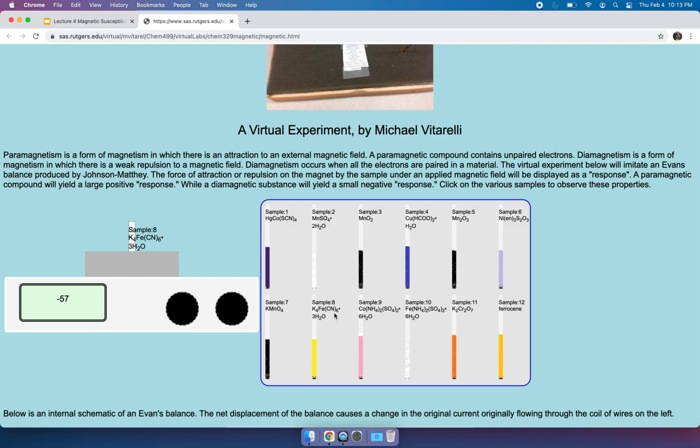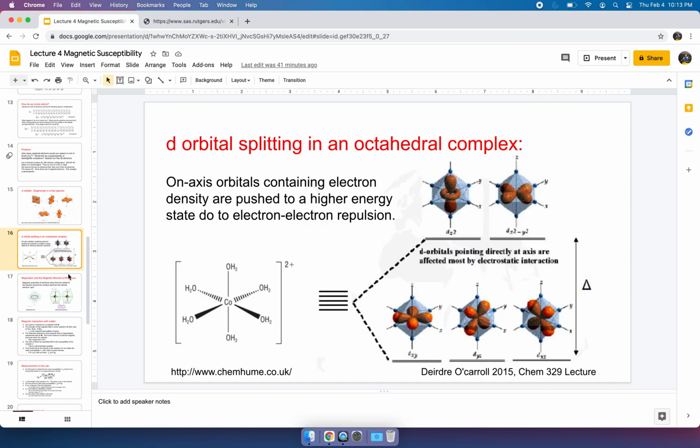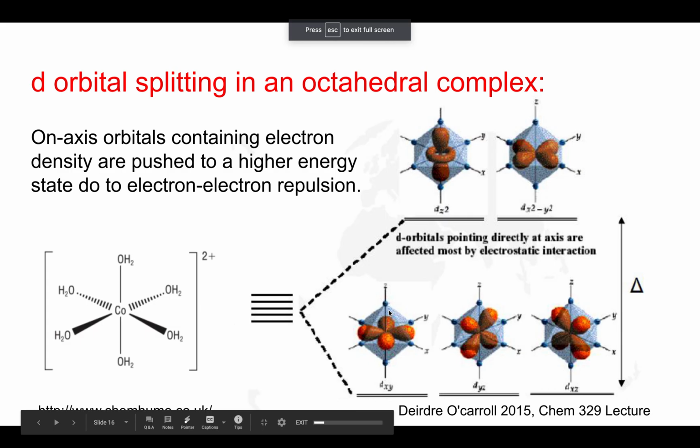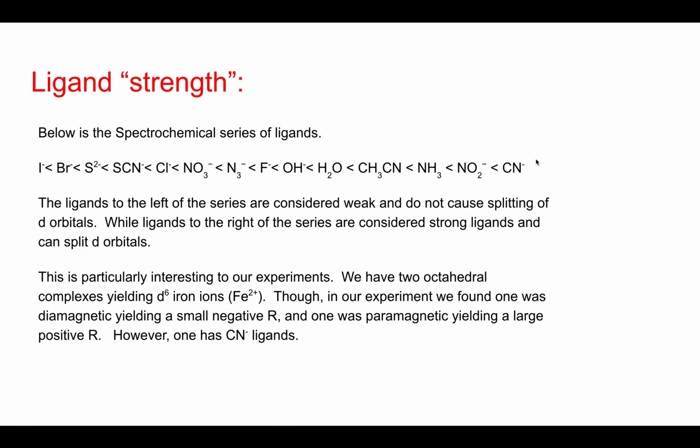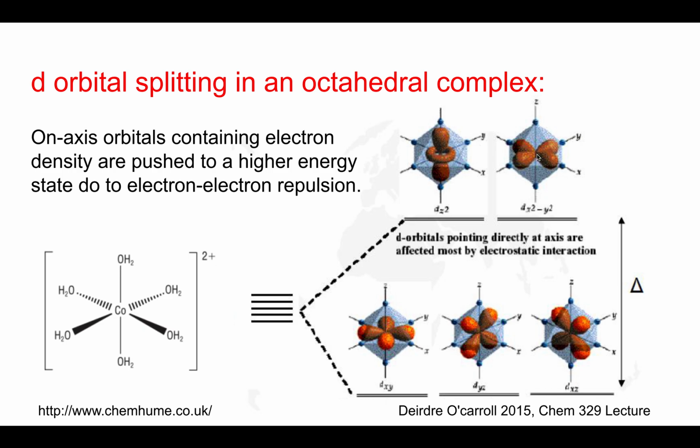So we fill the low-lying d orbitals, the 6 electrons go in the 3 low-lying d orbitals, and it does end up being diamagnetic. And so, for this course, basically assume if you have CN minus, it's strong field, and then everything else, just assume it's relatively weak.